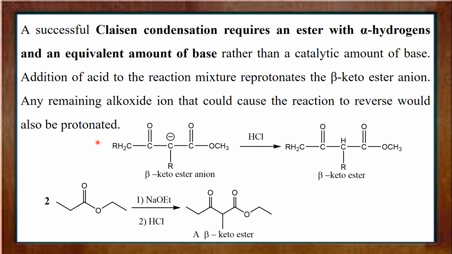therefore the reaction will not go in the reverse direction. Therefore, in a Claisen condensation, we need an ester with alpha hydrogen and an equivalent amount of base, and we should add an acid to protonate the beta keto ester anion and the alkoxide ion that is expelled from this ester. Therefore, the reaction is not going in the reverse direction. One more example I have given here for the Claisen condensation reaction.